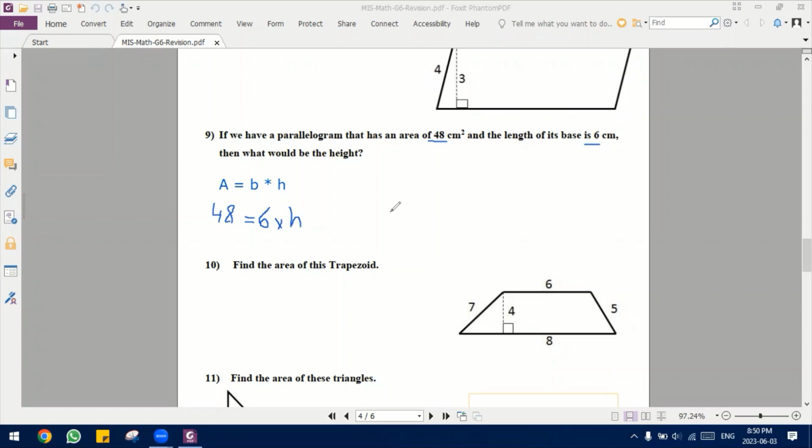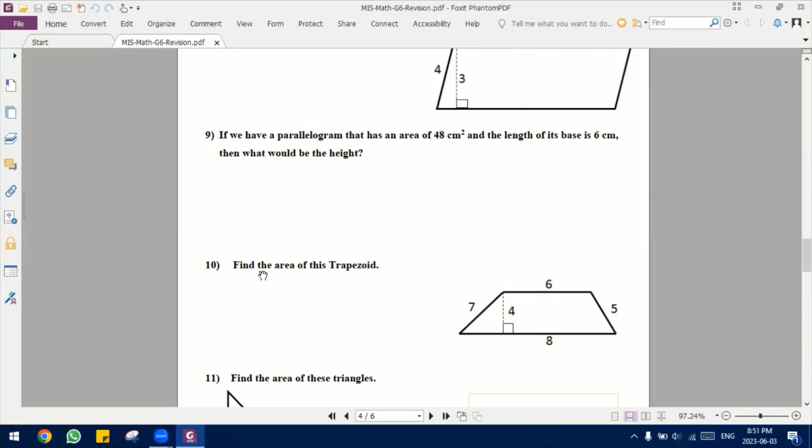Similar to the first question when we did B and C, here I need H to be the subject. It should be alone here. So I have to do the opposite. So I need to divide by 6. We divide here by 6, and we divide here by 6. So H will equal 48 over 6, which will give me 8. Now we need to put the unit. Is it centimeter or centimeter square?